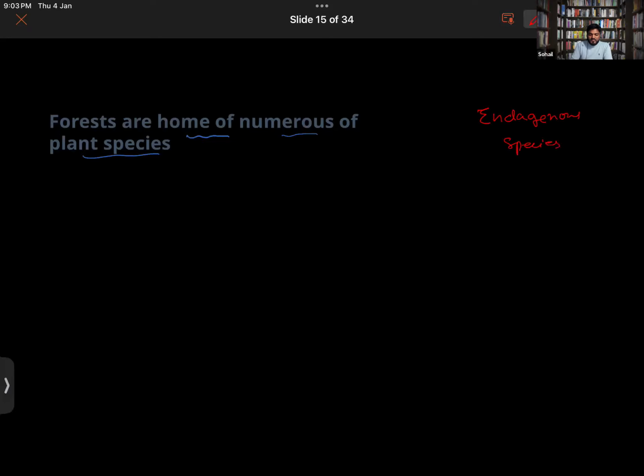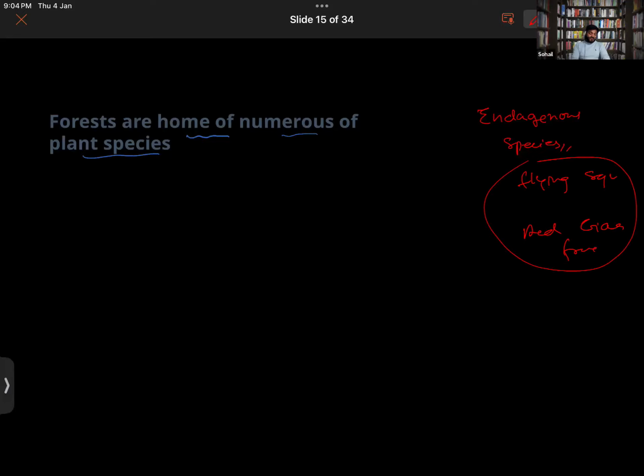Indigenous species, a type of species, whether of plant or animal, is found in a particular area only, and it is nowhere else to be found in the world. It is basically rare. For example, the flying squirrel and the red giant frog. These will be found in the Panchmarhi reserves here in India.